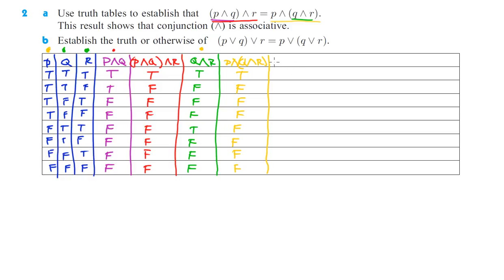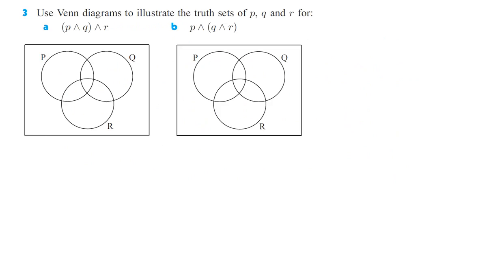Okay, so use our truth table to establish basically whether the red and the orange, because there's our red, there's our orange, are those two exactly the same? And look, we got true with all falses, and then we have true with all falses. So check, we have established that these are equal, and the result shows that the conjunction "and" is associative, so it doesn't matter what order it's in. Okay, all right, so got our Venn diagrams.